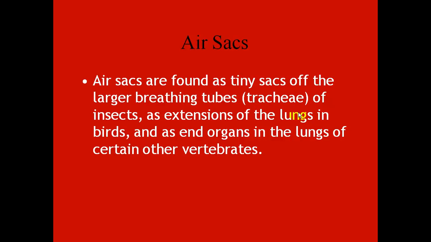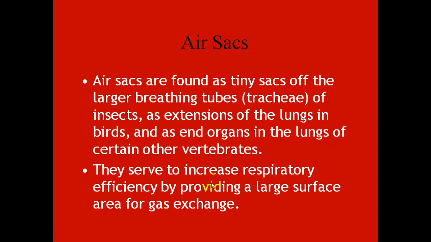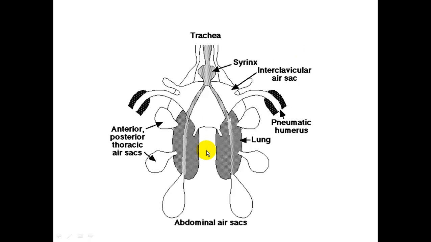Air sacs are found as tiny sacs off larger breathing tubes, the trachea of insects, or on the extensions of lungs in birds. They serve to increase respiratory efficiency by providing a larger surface area for gas exchange. So for example, here is the lungs, which we'll be getting to, and they're just basically extensions off the lungs that give them more surface area for gas exchange. These are the air sacs.